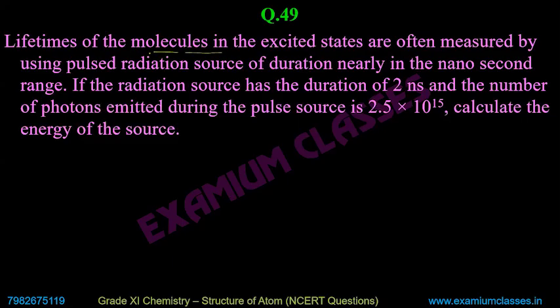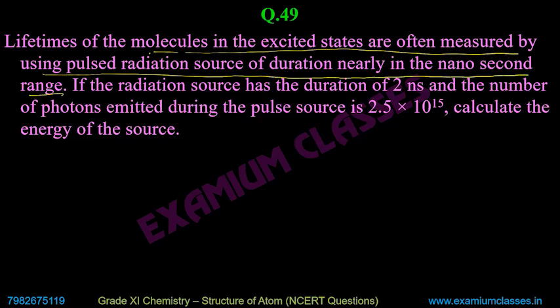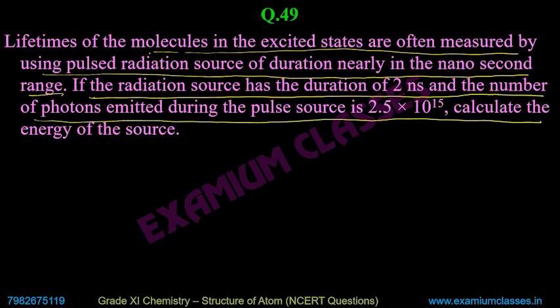Lifetimes of the molecules in excited state are often measured by using pulsed radiation source of duration nearly in the nanosecond range. And this sentence is not at all required to solve this question. If the radiation source has the duration 2 nanosecond and the number of photons emitted during the pulse source is this much, calculate the energy of the source. Energy of the source is NhC by lambda or Nh nu.